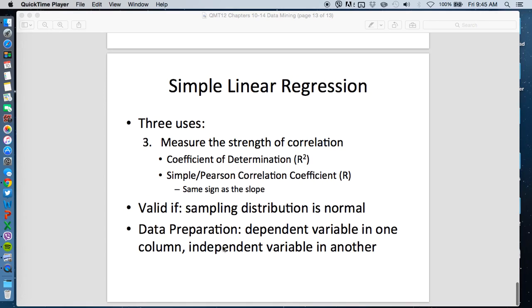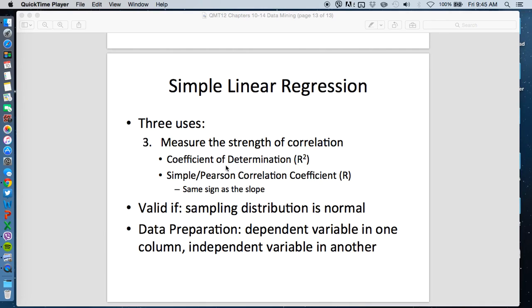Now, the third use of simple linear regression is that we can actually measure the strength of the relationship. This can only be done for simple linear regression as compared to the first three. To measure the strength of the correlation, we have two computations. The first one is the coefficient of determination r squared. This is commonly reflected every time you perform simple linear regression. And another one is called the simple or the Pearson correlation coefficient r.